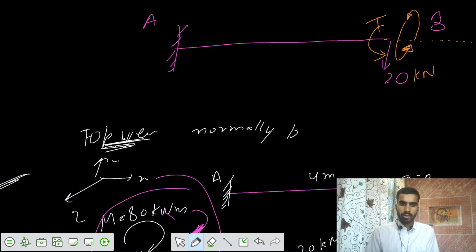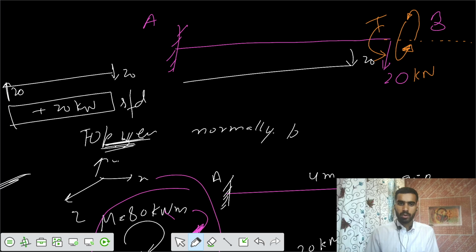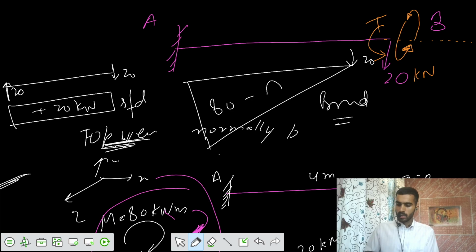So now you can say there is a downward load of 20, and there would be an upward reaction of 20. So the SFD is 20 constant, and this is your SFD for the part AB. And if you want the BMD, you are applying a load of 20, so there would be a linear function of moment, 20 into 4, that's 80, negative, hogging. So this is your BMD. Now let's take one more problem.